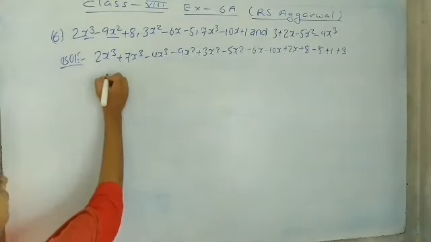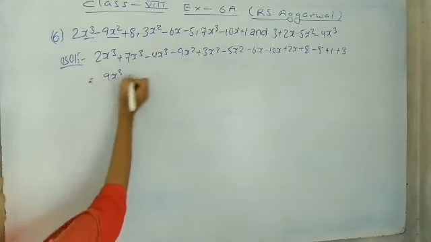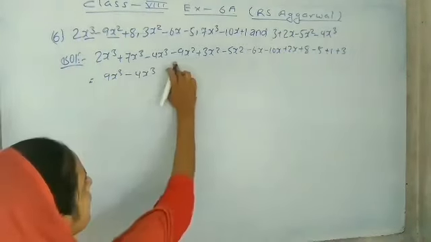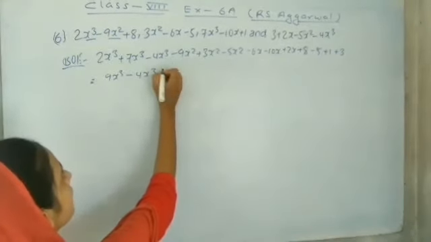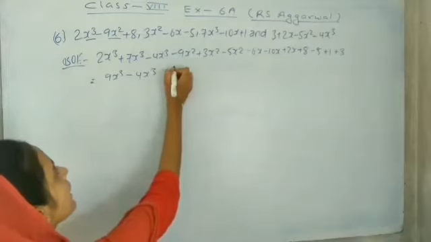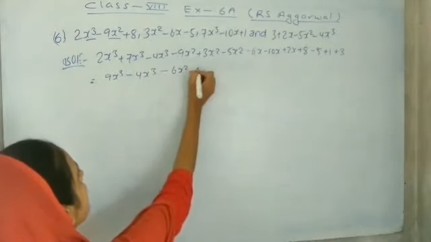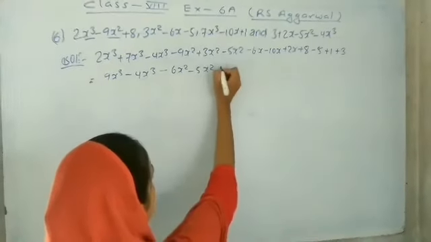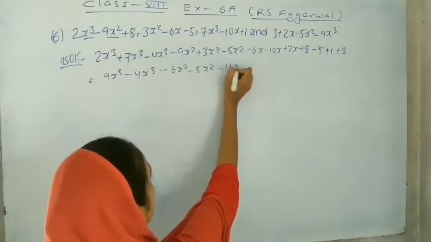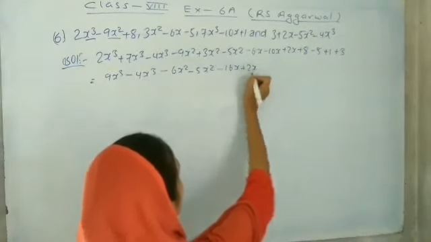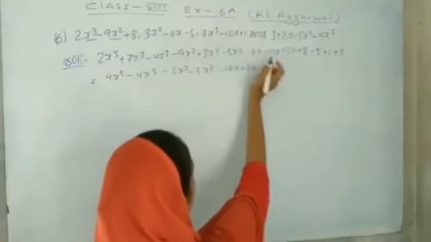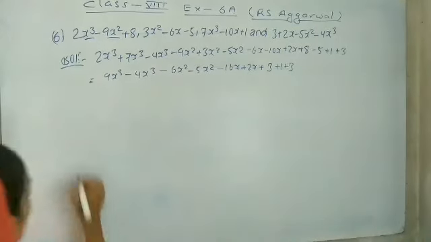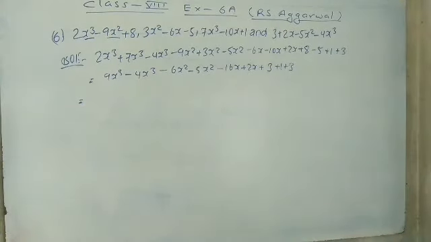7 to 9, 9x cube minus 4x cube. And minus plus minus, but the sign will be of minus, because minus sign is greater: minus 6x square minus 5x square. And here minus minus plus, for the sign of minus, 16x plus 2x. Plus minus minus, for the sign of plus. Plus 3 plus 1 plus 3.